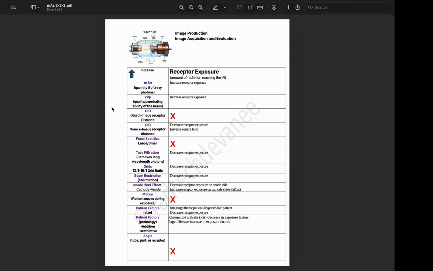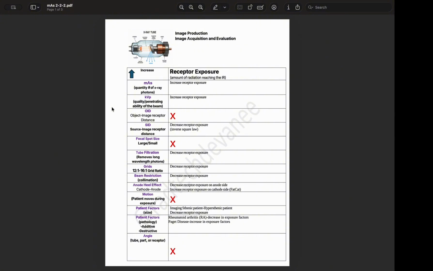Next, we have the anode heel effect. So there is more intensity on the cathode end than on the anode end. So since there is more intensity on the cathode end, our receptor exposure increases. On the anode end, since there is less intensity, receptor exposure decreases. Motion, no effect on receptor exposure.